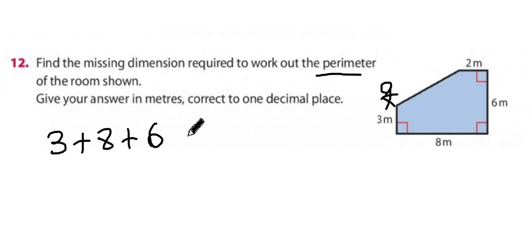3, 8, 6, and 2, which is 19 meters, yeah? And we need to find out what this length here is. What chapter are we in? 6. But what have I been teaching you the last 2 days? Pythagoras. And we've been doing nothing but right angled.